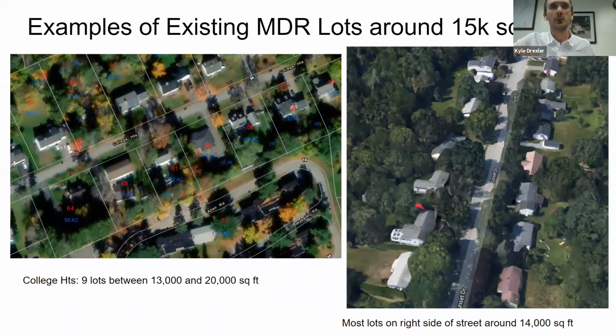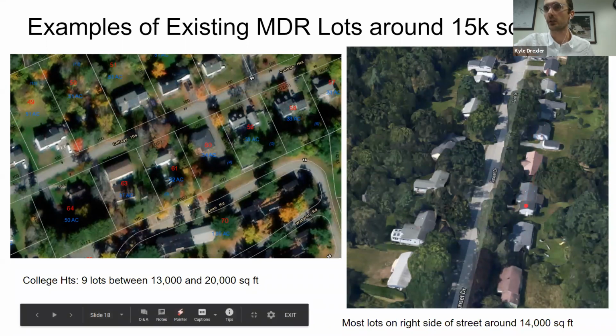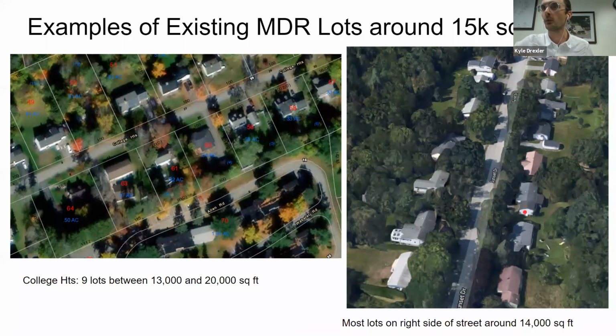And this was just a view of a couple of these neighborhoods. So College Heights on the left, 9 lots between 13,000 and 20,000 square feet. So all those lots at the bottom there would be considered legally non-conforming. But you can see it's a very single-family residential feel. Same with on the right here, Sunset Drive. Pretty much all of the lots on the right side of the street there, fairly big homes, probably mostly single family. They're all on roughly the 14,000 square foot lot size.